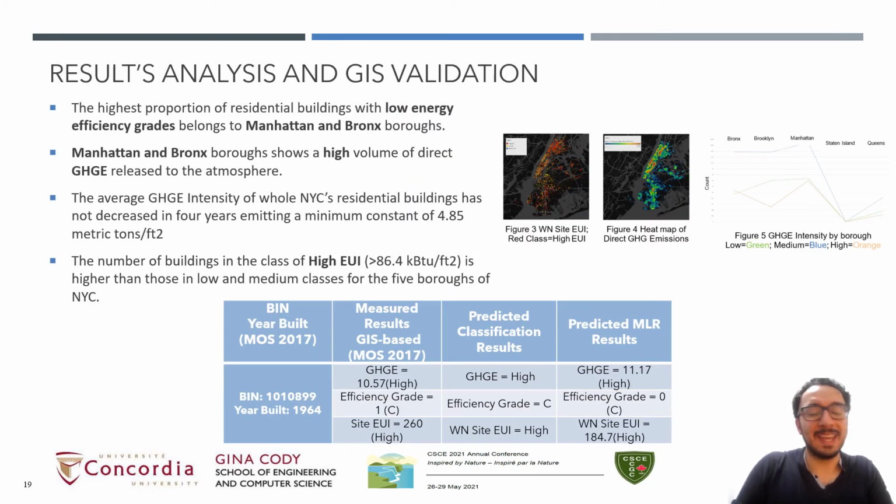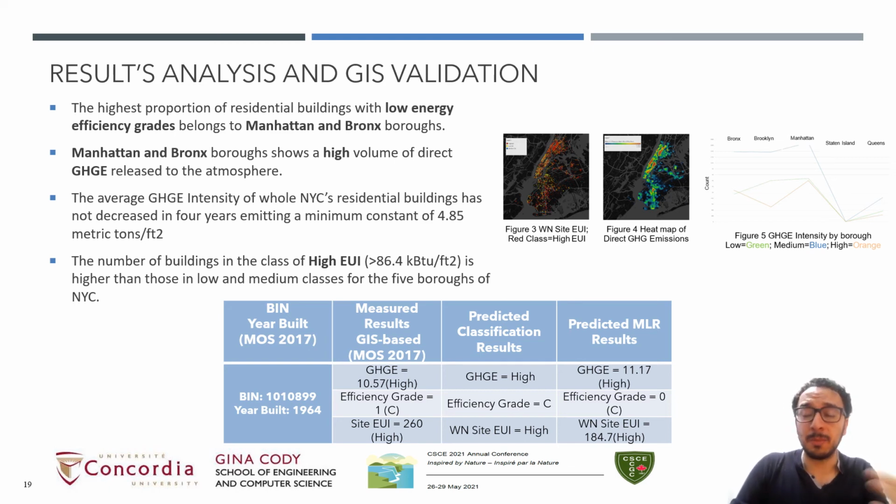As part of the GIS validation and results and analysis, we found that the highest proportion of residential buildings with low energy efficiency grade belongs to Manhattan and Bronx boroughs, the same as the highest volume of direct greenhouse gas emissions released to the atmosphere. So special attention is required for Manhattan and Bronx boroughs.